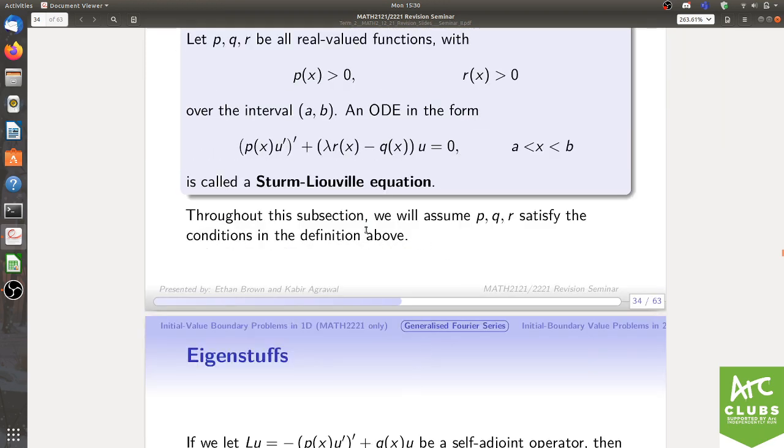Now, p, q, and r will automatically be assumed to satisfy this form just because we can. We're only considering these special forms of equations to make our lives easier, or because they hold some special properties.